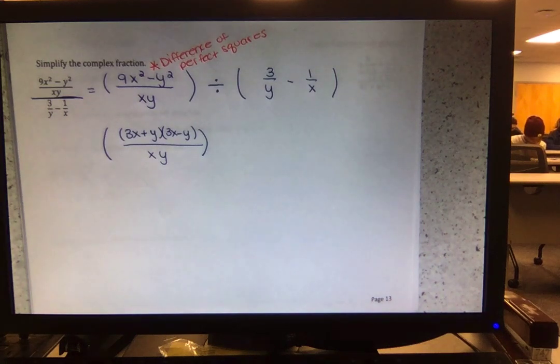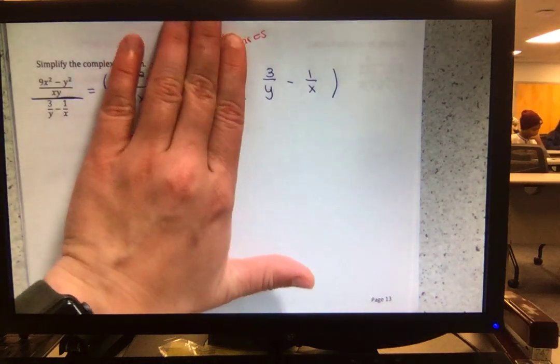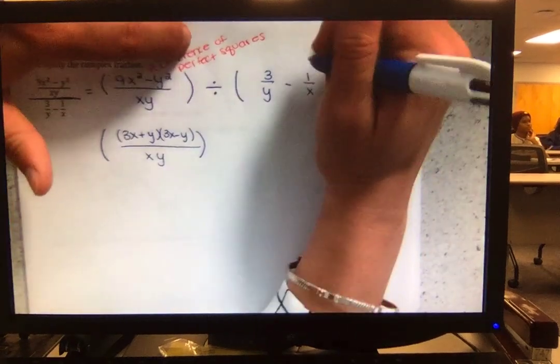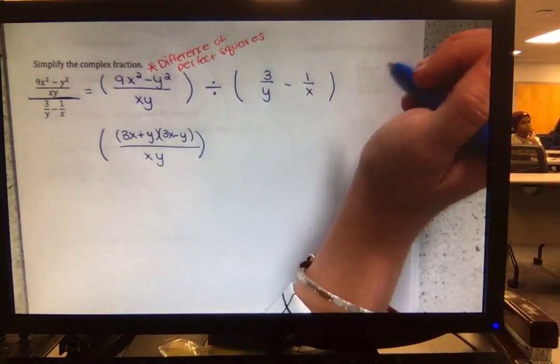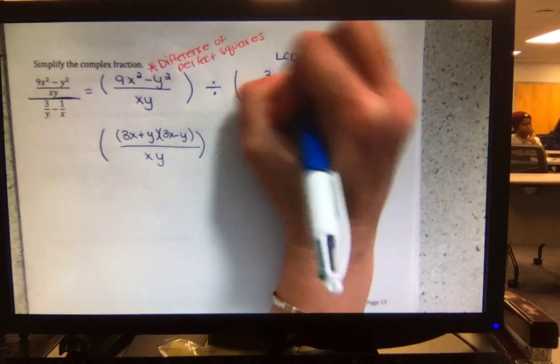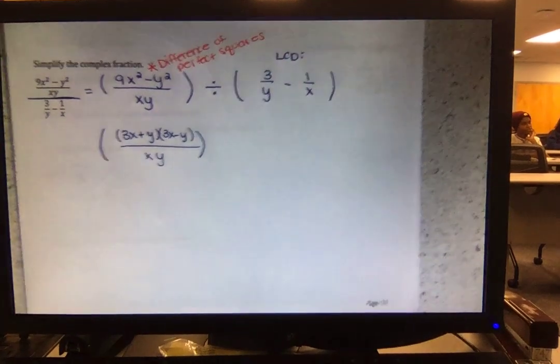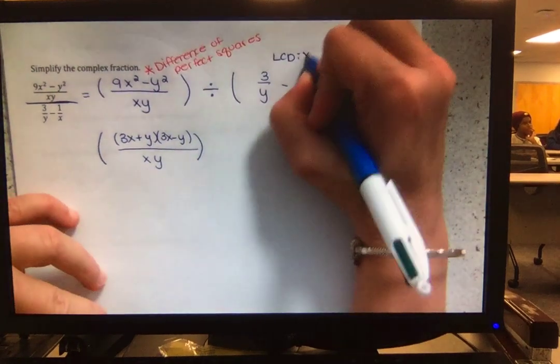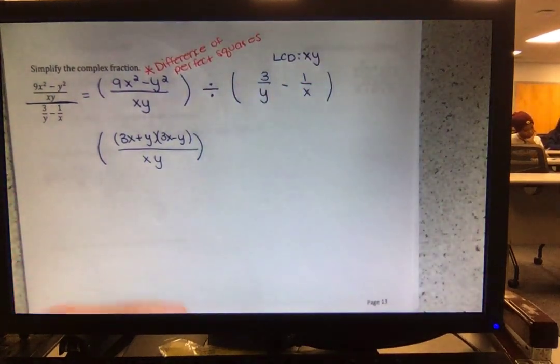Now, divided by 3 over y minus 1 over x. Stay, change, flip. Yeah, you're ahead of the game. You're right. But before we do that, I need to just focus on this side and get it to be one fraction. So I need to subtract, which means I need an LCD. So what should my LCD be if we have y and we have x? xy. So xy should be our LCD.